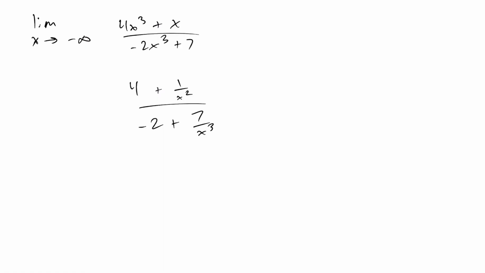And once again, seeing that x is going to negative infinity, anything with a number on top and an x on the bottom is going to be essentially equal to 0, because it's going to be a very small number. And so that means that 1 over x squared and 7 over x cubed are going to be 0. And so that's going to leave us with 4 over negative 2, or essentially negative 2 as our final answer and our limit.